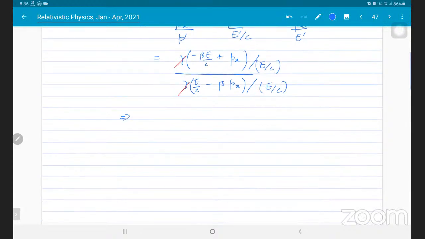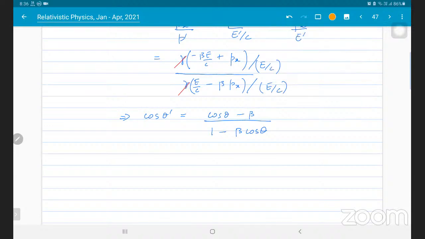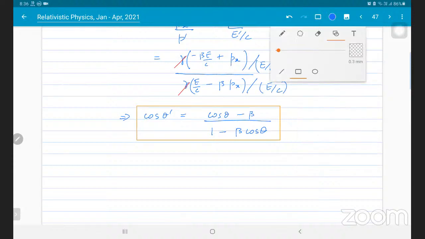So what will I get? Cosine theta prime is equal to minus beta plus I'll get Px divided by E by C. What is that? That is cosine theta divided by 1 minus beta cosine theta. And this I will just write as cosine theta minus beta. So this is the relationship between the apparent angles of a propagating beam of light.